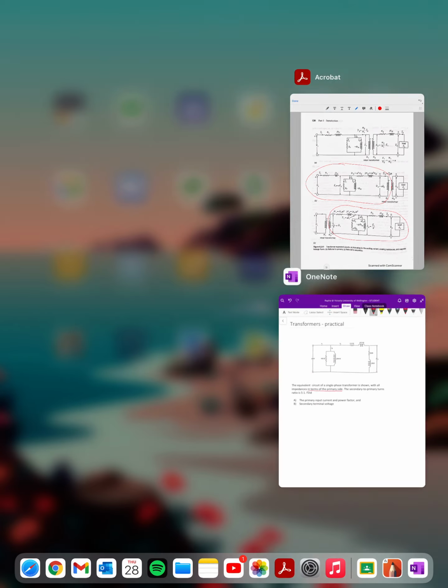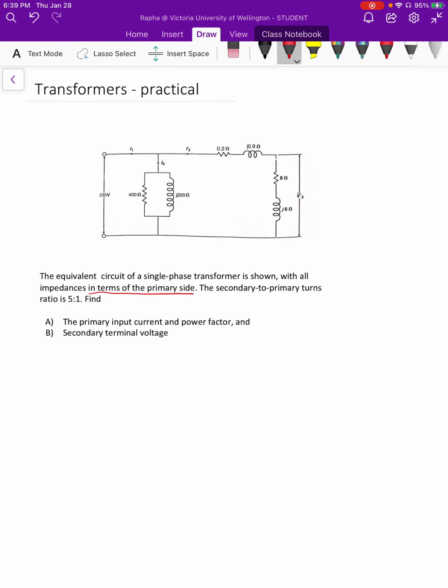the problems. But this is a bit less complicated, not so overwhelming. This is the equivalent transformer circuit diagram on the primary side. So let's first solve for the primary input current. We have the primary input current, which is I1. But in order to solve I1, we must solve I2.